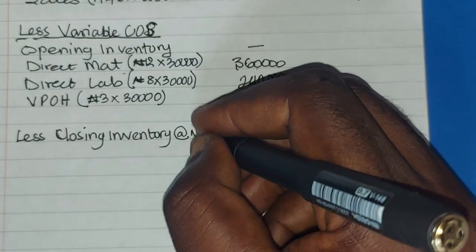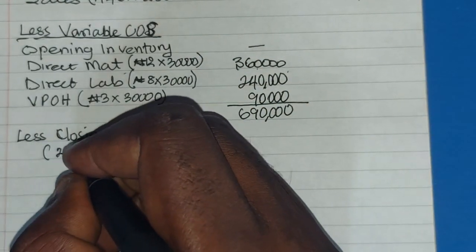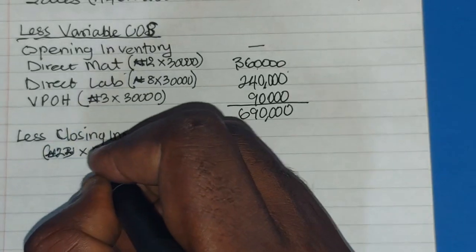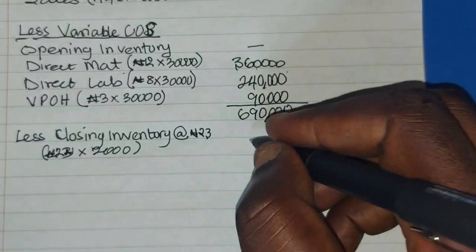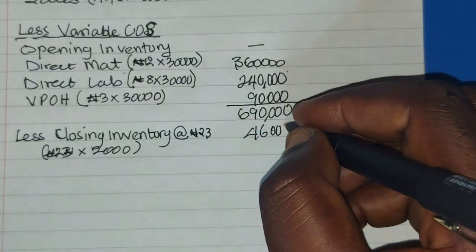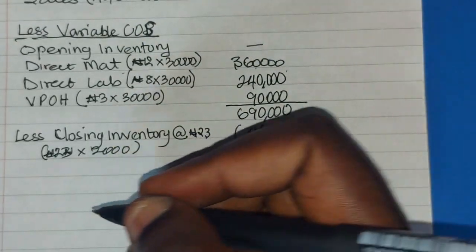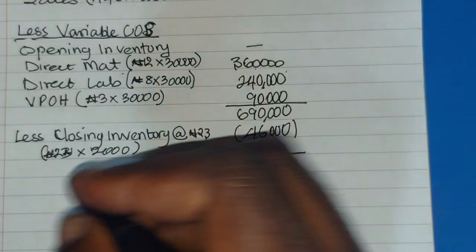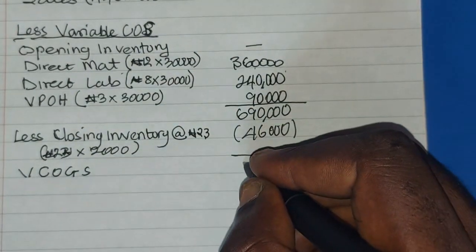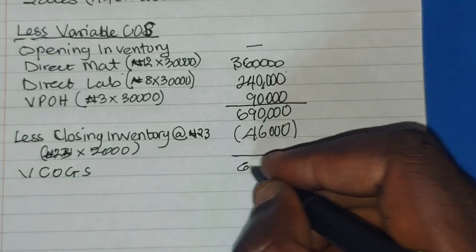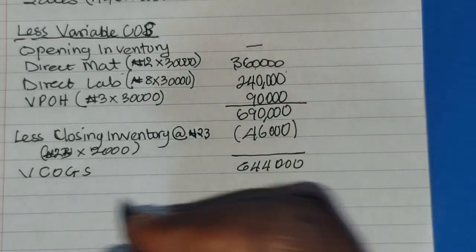Now, at how much? 23 naira. So when you multiply 23 naira by 2,000 units, this will give you 46,000 naira. When you subtract, it's going to give you the variable cost of goods sold. So what's the variable cost of goods sold? That's 64,400.